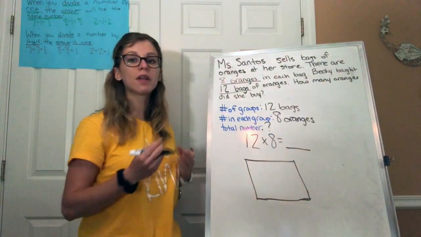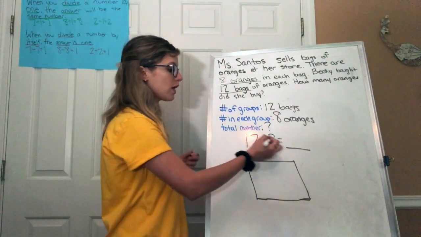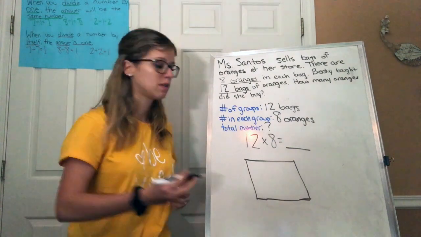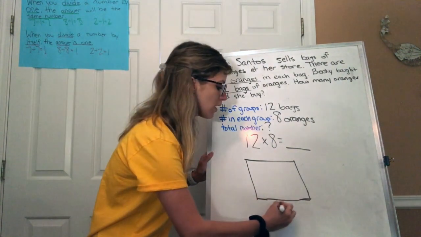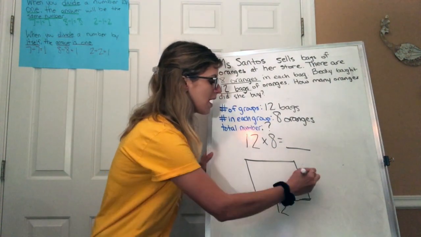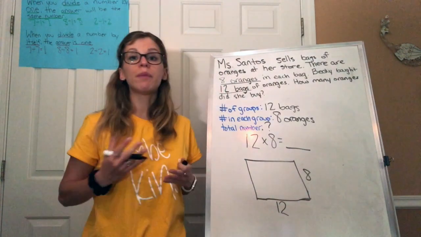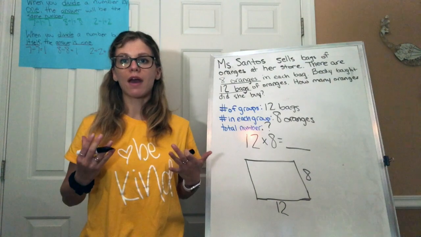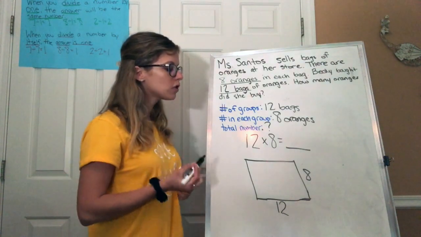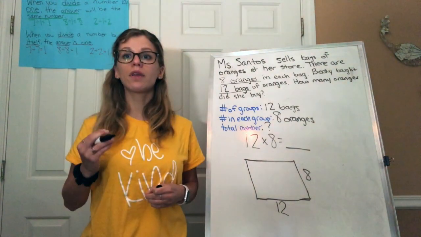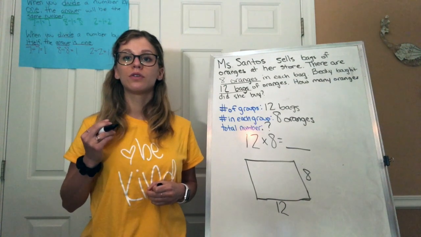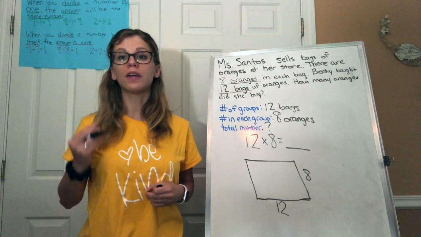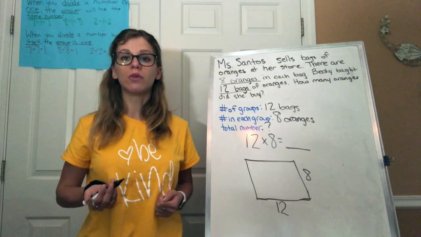So what I'm going to do is think about my numbers 12 and 8 as the dimensions. I'm going to make 12 down here and 8 up here. So it's basically like I'm acting like this box or this story problem is an array. Now pause me and think about two numbers that I can break 12 into that are easy for me to multiply.